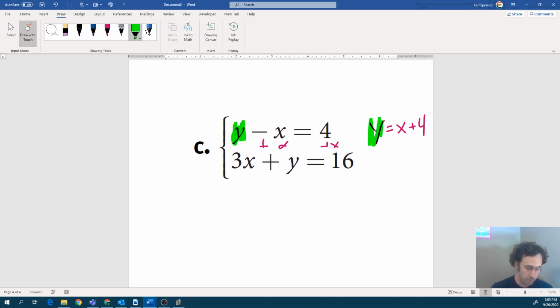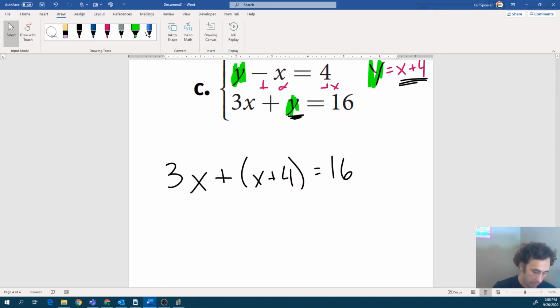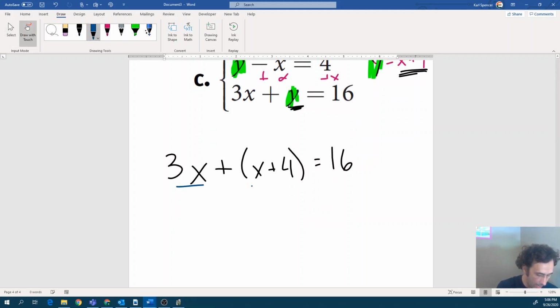So now I have y equals something. I'm going to take that value and I'm going to plug it into my second equation. So that second equation is 3x plus, now instead of writing my y, I'm going to write what y is equal to, x plus 4 equals 16. Let's do a little simplifying. Let's combine our x terms. We get 4x plus 4 equals 16.